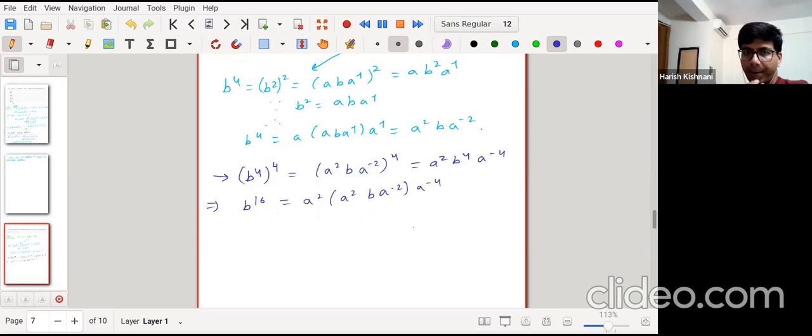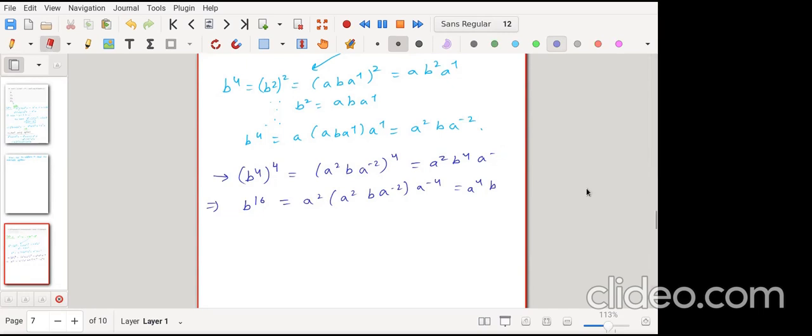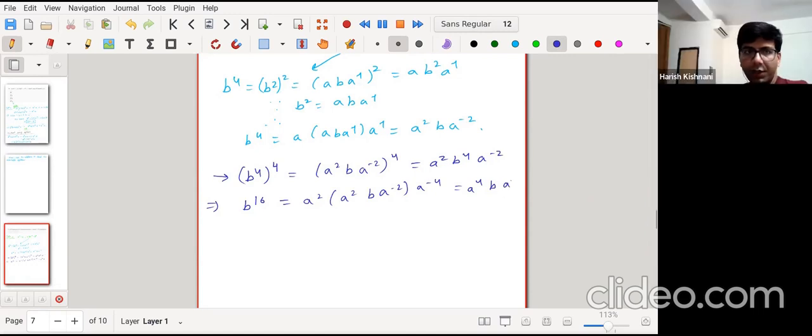Okay. So you get a^4 b. Oh, I'm missing something. It is minus 2. The power is minus 2. So b a minus 4. Here also it should be minus 2. So now we have got till a raised to 4.